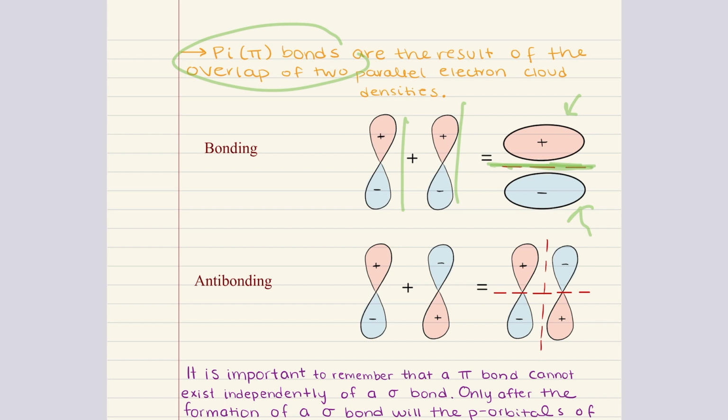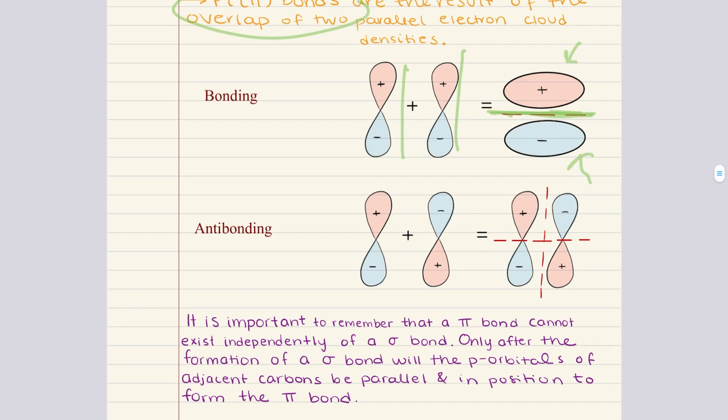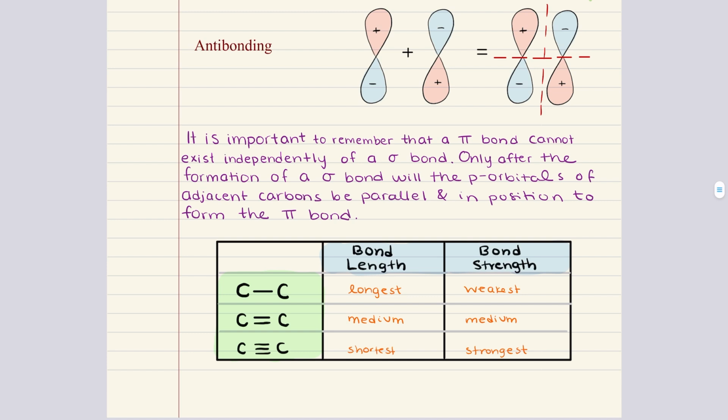Because this type of overlap is less direct than sigma bonding, a pi bond is weaker than a sigma bond and more susceptible to breaking in chemical reactions. Now, a key principle to remember is that a pi bond cannot exist without a sigma bond. This is because pi bonding requires a stable internuclear framework, which is always provided by an initial sigma bond. So as a result, and this is what's really important to take away from this, a single bond always contains just one sigma bond.